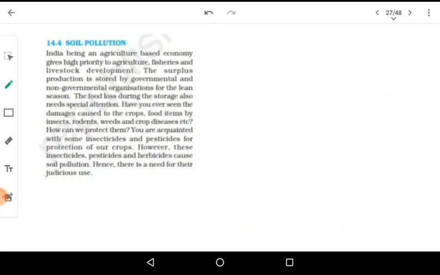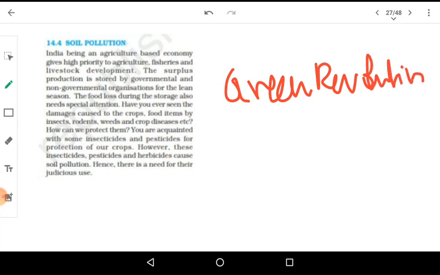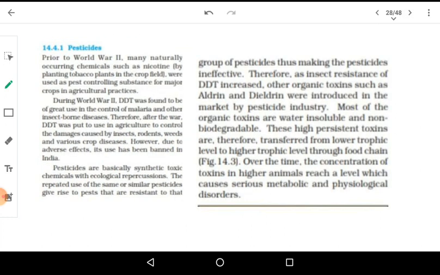Now, India is an agriculture based economy, and the green revolution has resulted in a large amount of soil pollution as well. Although the green revolution has increased the yield of the plants, it has also led to a large amount of soil pollution because of excess pesticides, weedicides and fungicides. Prior to World War II, many naturally occurring chemicals such as nicotine, by planting tobacco plants in the crop field, were used as pest controlling substances.